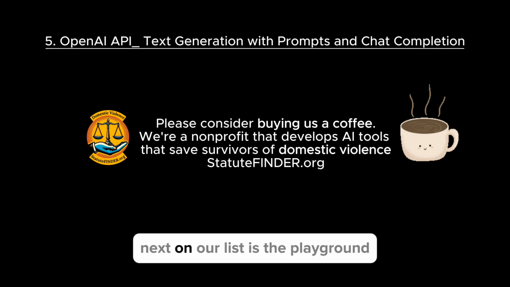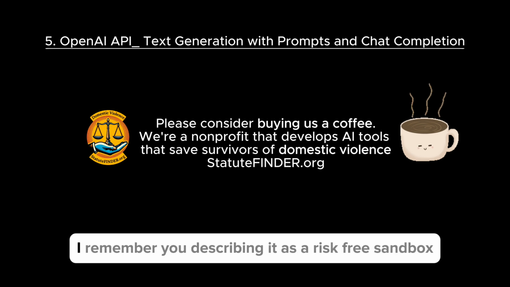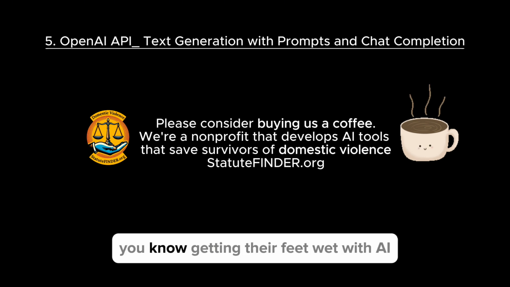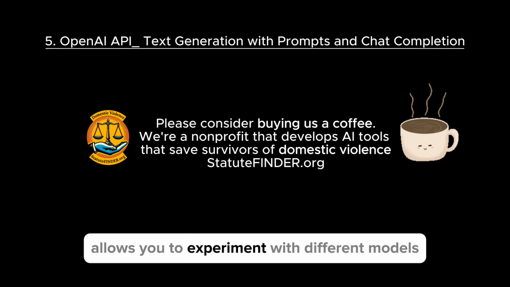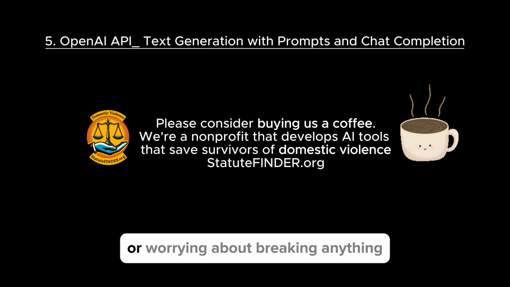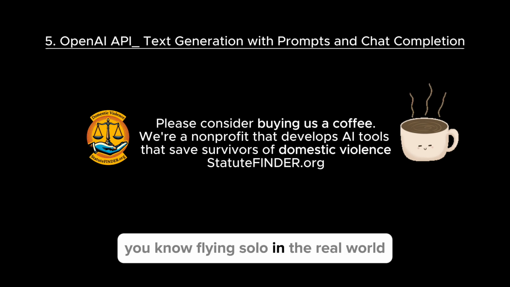Precisely. Next on our list is the playground. We touched on this a little earlier, but it's worth revisiting because it's such a valuable tool for learning. I remember you describing it as a risk-free sandbox. What makes it so special for someone like me who's still getting their feet wet with AI? Well, the playground allows you to experiment with different models, tweak your prompts, and see the results in real time, all without incurring any costs or worrying about breaking anything. So I can practice my takeoffs and landings before flying solo in the real world.